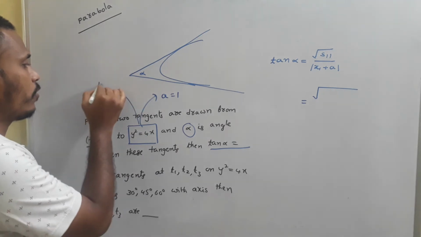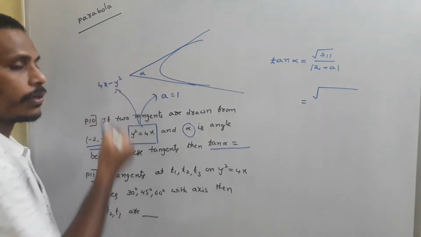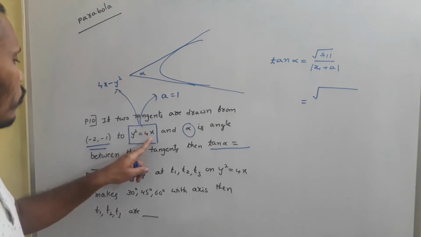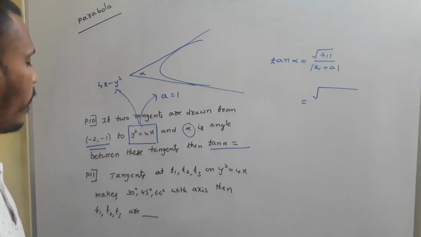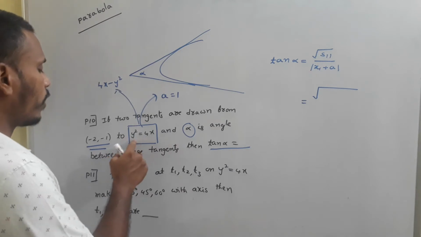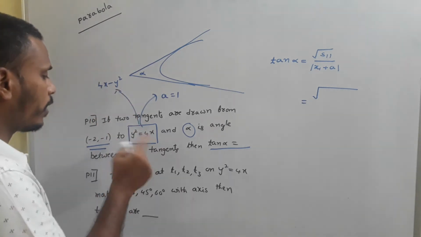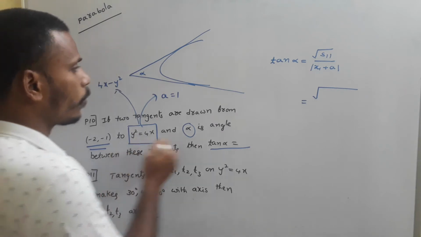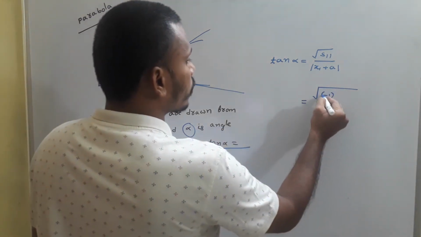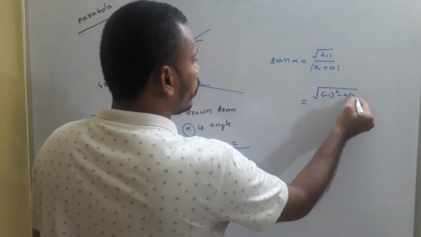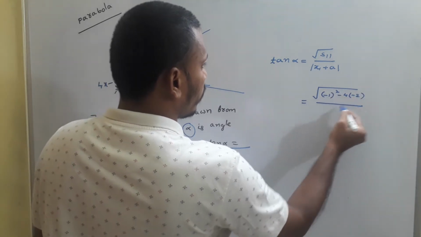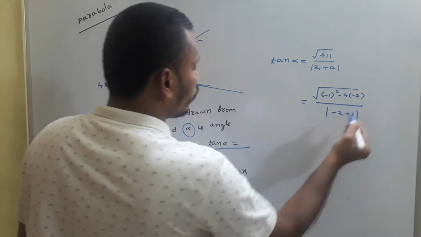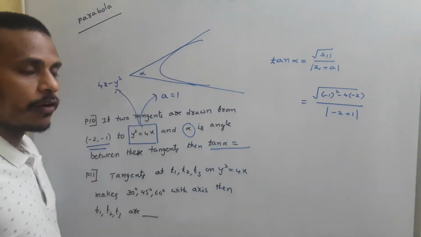That is, in the sense 4x minus y square. Okay. So if you substitute x with minus 2 and y with minus 1, what will happen? 4x minus y square, or you may use y square minus 4x. Y square minus 4x, you just use minus 1 square minus 4 into minus 2, divided by modulus of x1, which is minus 2, plus a value is 1. x1 is the x coordinate of the point.